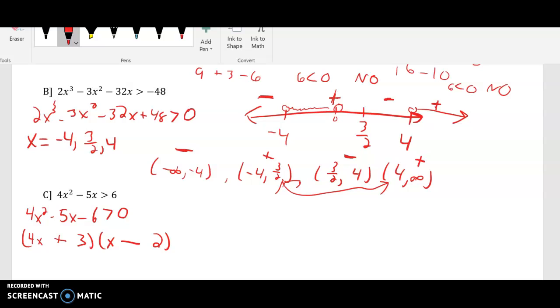So my 2 x values are -3/4 and then 2. So let's put it on a number line. I know not a very straight number line, but we'll deal. So -3/4, and then there's 2. So we need to plug in a number over here.